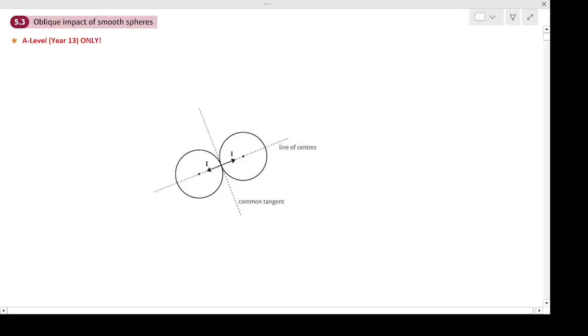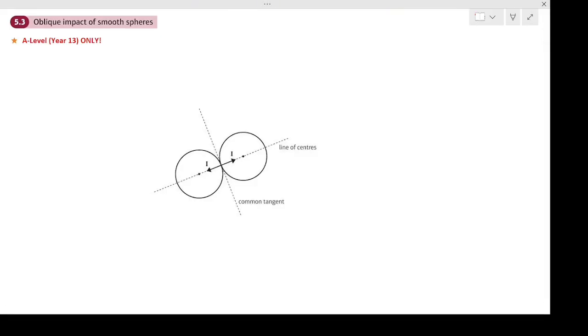Hello and welcome to the final part of this chapter, and actually the final part of all of Further Mechanics 1. Now we're going to be looking at 2D collisions, or what we call oblique collisions, now with two particles rather than just a wall. Before we get into it, again I must emphasise that this is year 2 or year 13 content only. So if you're doing AS or half the course, you don't need to worry about it.